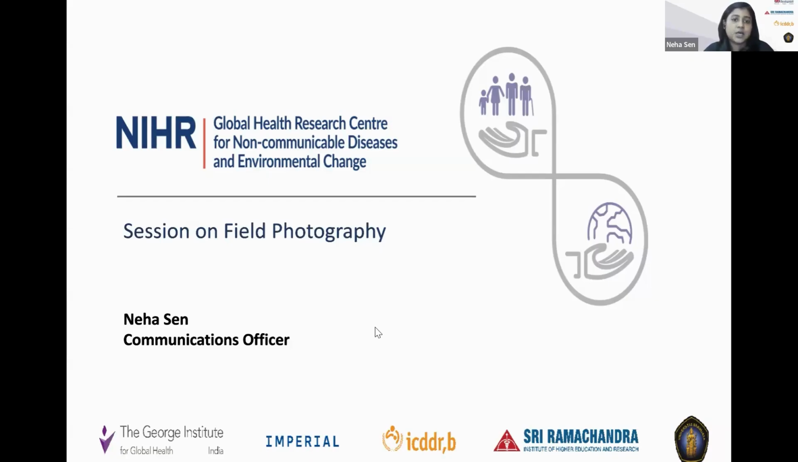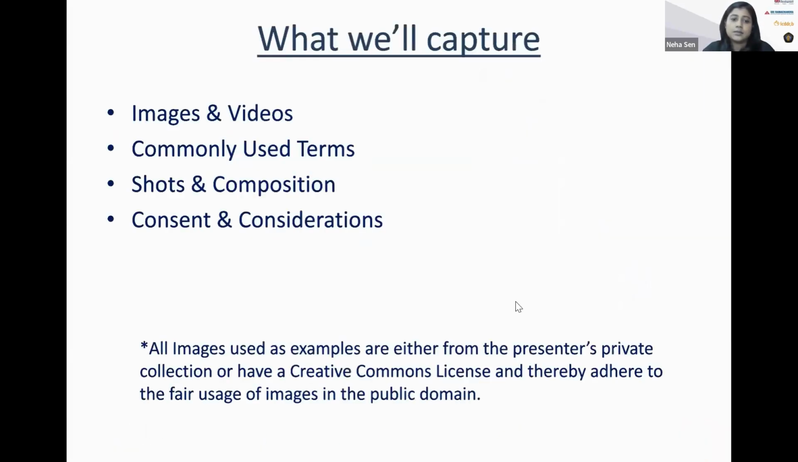To that end, we are going to be capturing images and videos and what they can do and why we need those things. We're also going to be covering most commonly used terms. And then I'll walk you through certain shots and compositions of what effective images can do and how they can do it. And then we'll also be covering certain considerations like consent and credit and so on.